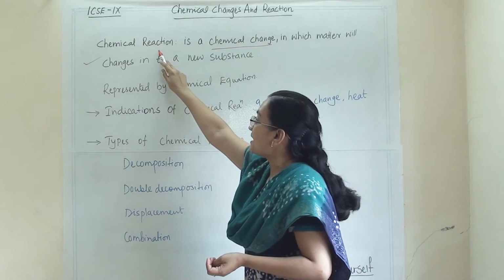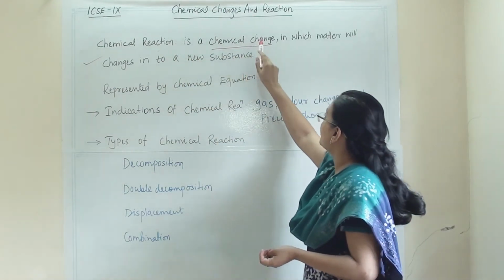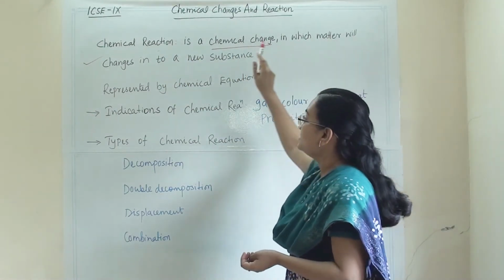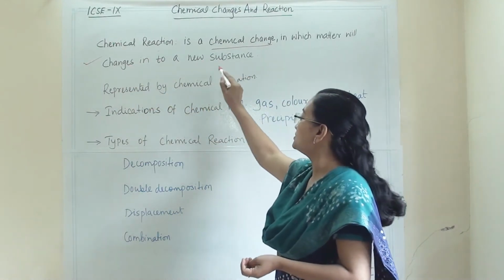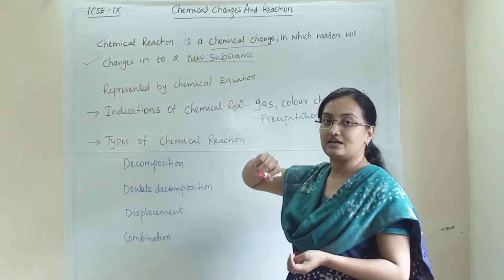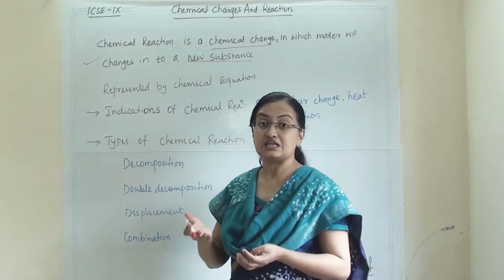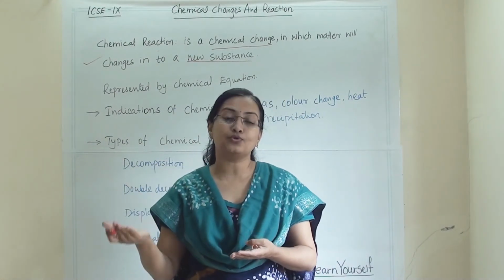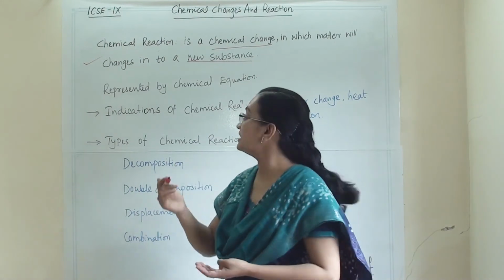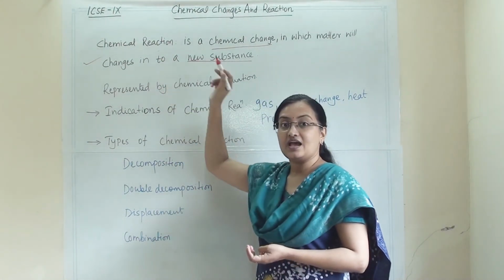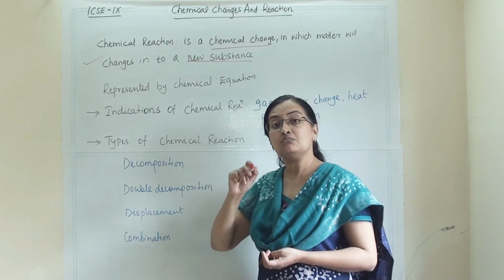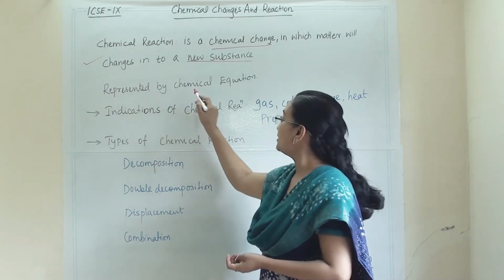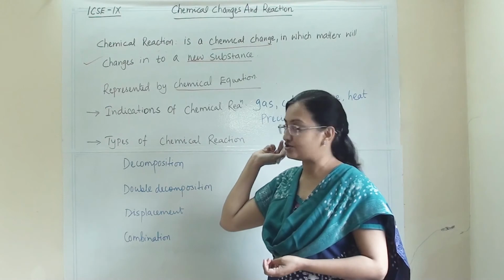So what is a chemical reaction? It is a chemical change in which matter changes into a new substance. So whatever matter will be there, for us here, reactants, the reactants will form new products. So this is a chemical reaction. And when we write it using molecular formulas, we call it a chemical equation.